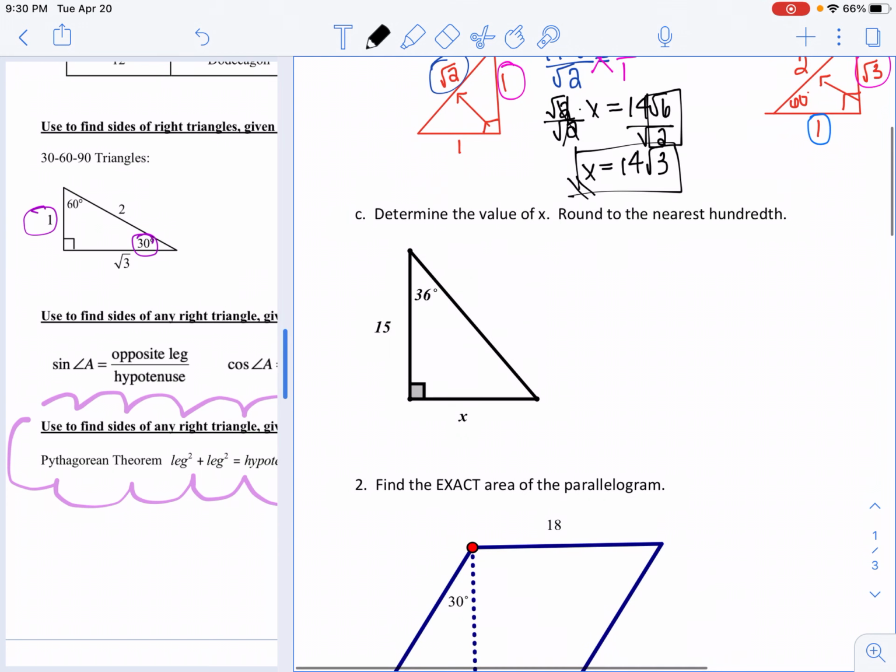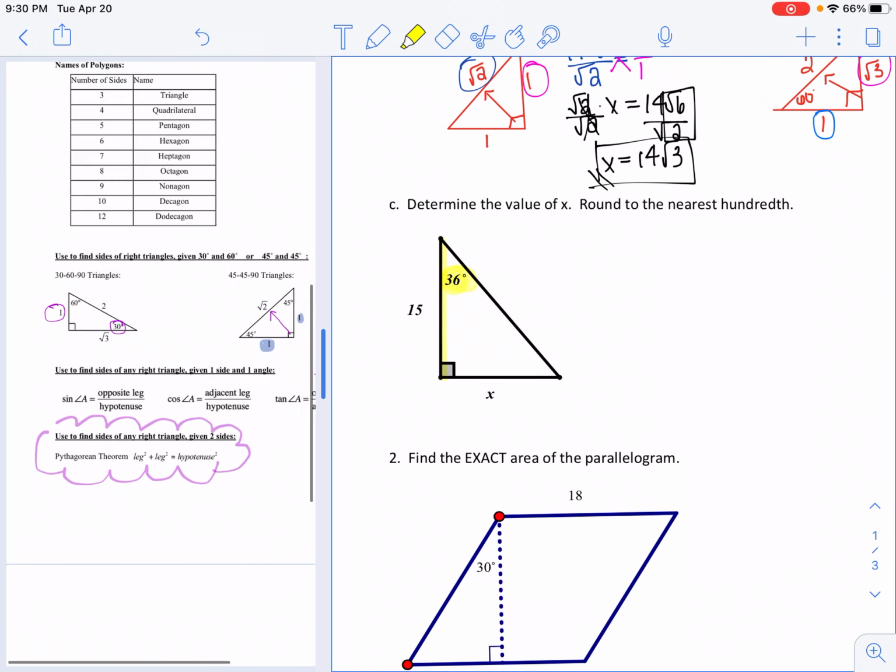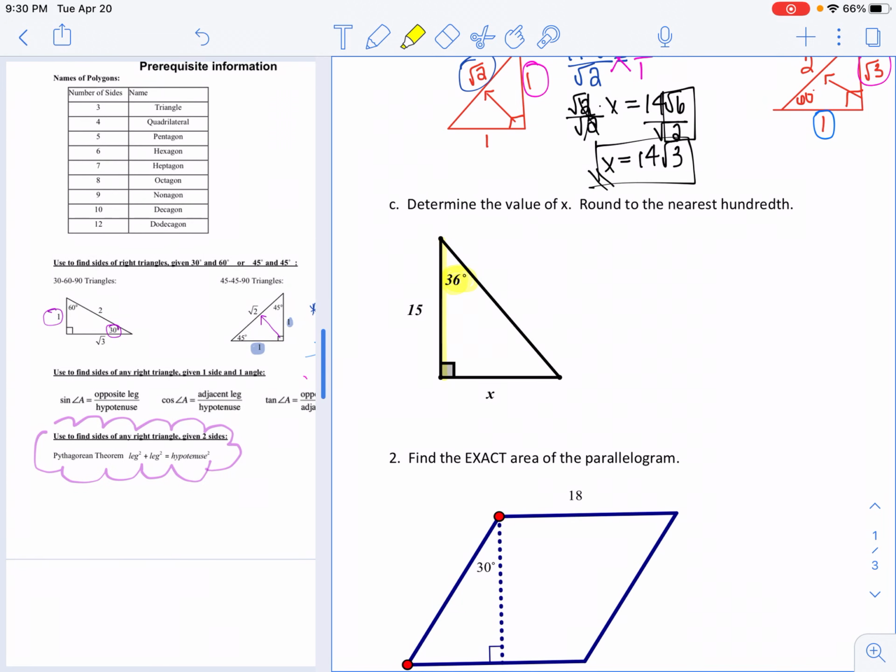Alright, the last one we want to learn how to find and spot is when I have a 36-degree angle and I have a side length here. When I have a 36-degree angle, that's not a 30, 60, or 90, and it's not a 45 or 45 degree angle. So that tells us that we have to use SOHCAHTOA.